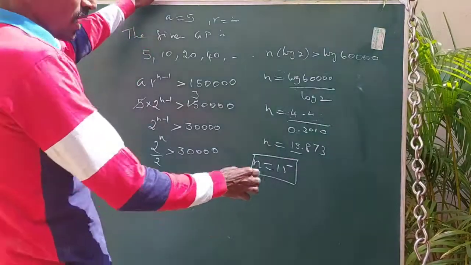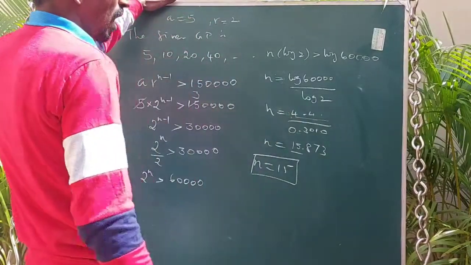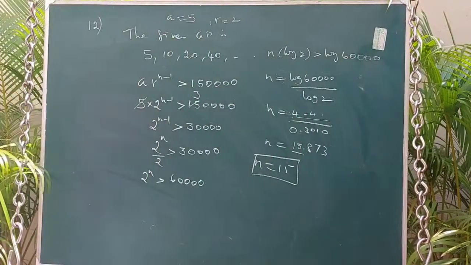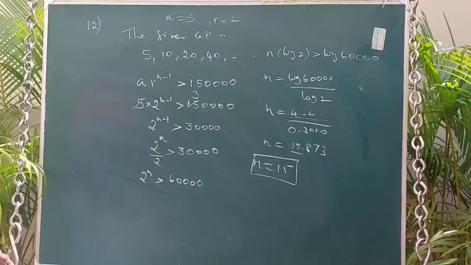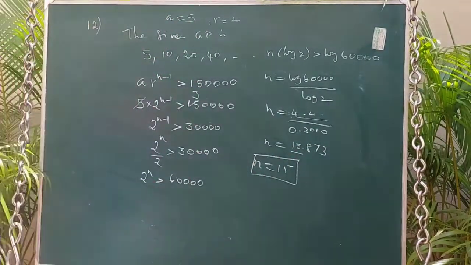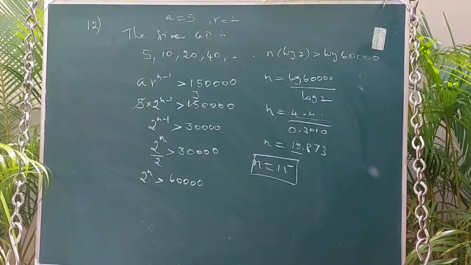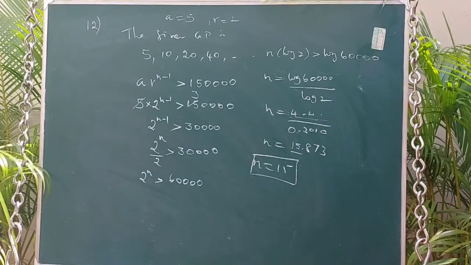My dear student, here using the log table, just find out the exact value for log 60,000. I think it is 4 point something, anyway 15.873, but the suitable value is n equal to 15. 15th day, so the virus particle just grows over 1,50,000 units.